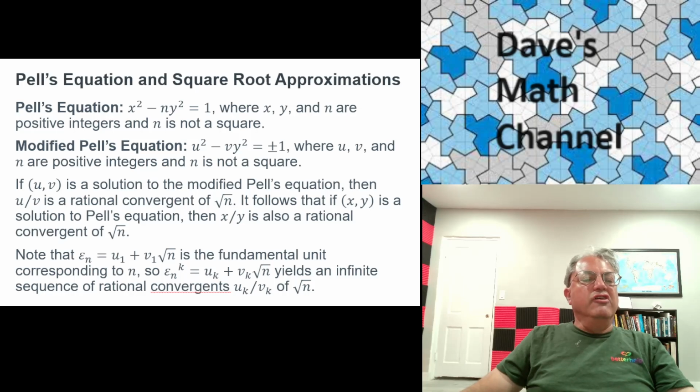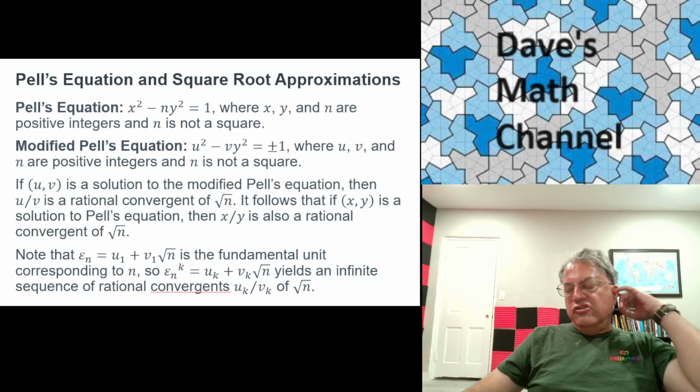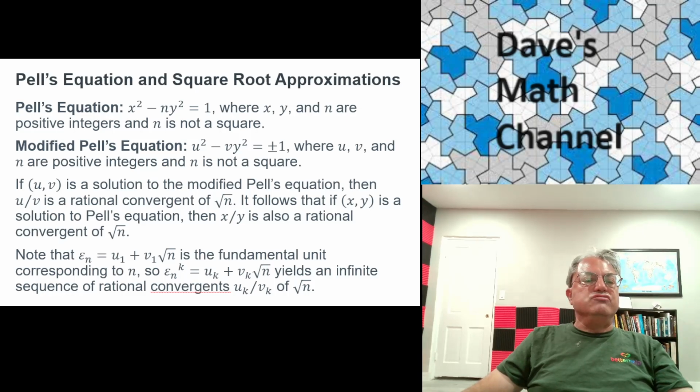Well, the key here is, I talked about this a few videos ago, you want to find a solution to Pell's equation. It turns out that a solution x, y to this Pell's equation, x squared minus n y squared equals 1, will give you a very good rational approximation. As a matter of fact, it turns out to be a rational convergent, x over y, to the square root of n.